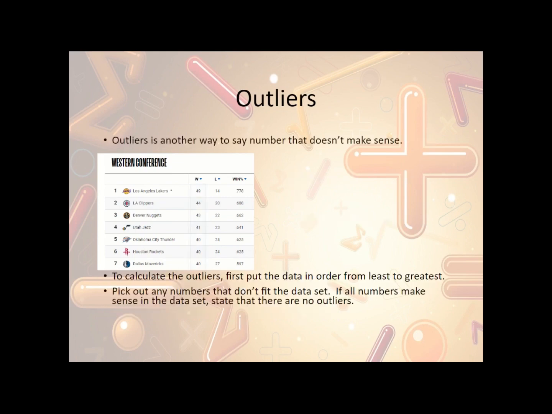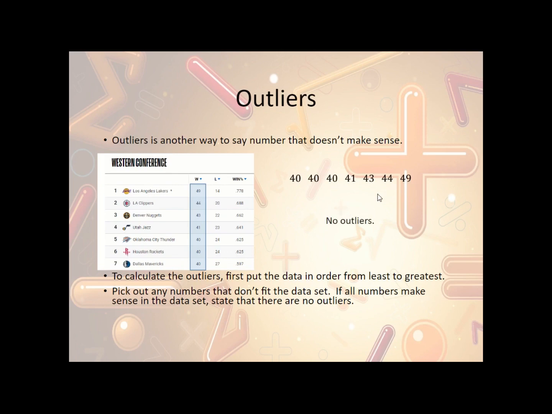Now, again, we take our point totals. We have 40, 40, 40, 41, 43, 44, and 49, and they're all really close to each other. So if there's nothing that really stands out, it's not really far away, then don't call it an outlier. Only call it an outlier if it's very, very obvious that it's way away from everything else.